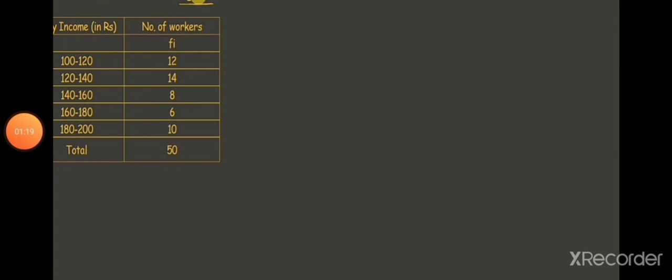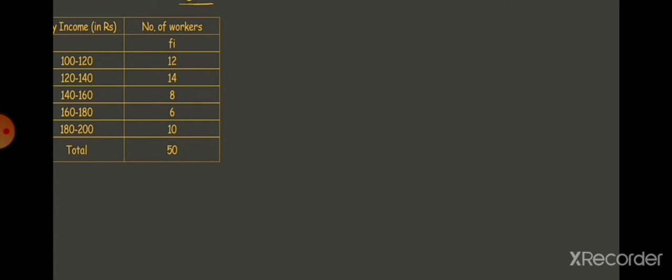Here, less than gives the number of workers. The given class intervals are 100-120, 120-140, 140-160, 160-180, 180-200, and the frequencies are 12, 14, 8, 6, 10, with a total of 50. This is the class interval, and this is the frequency.